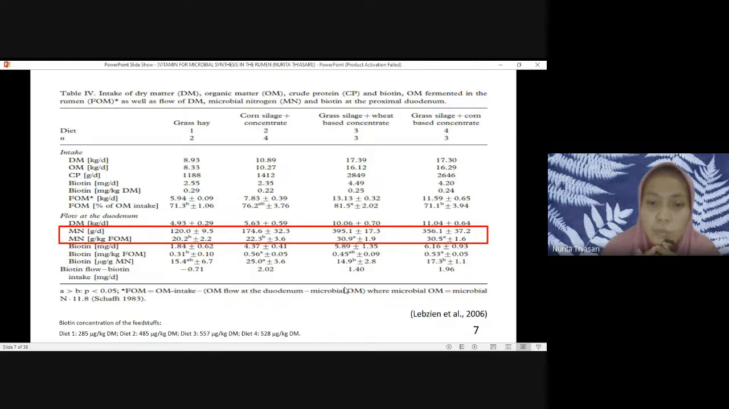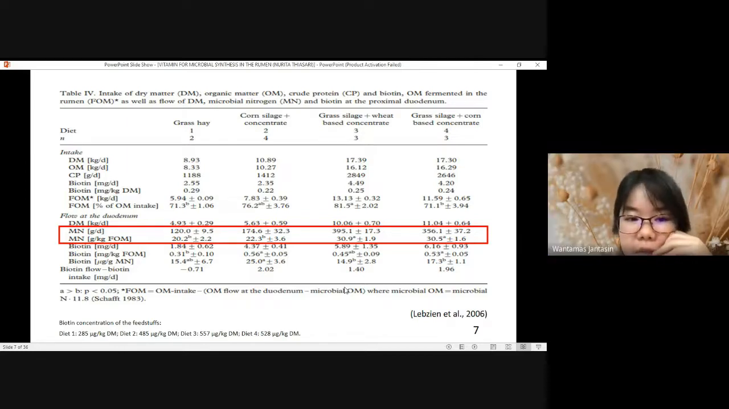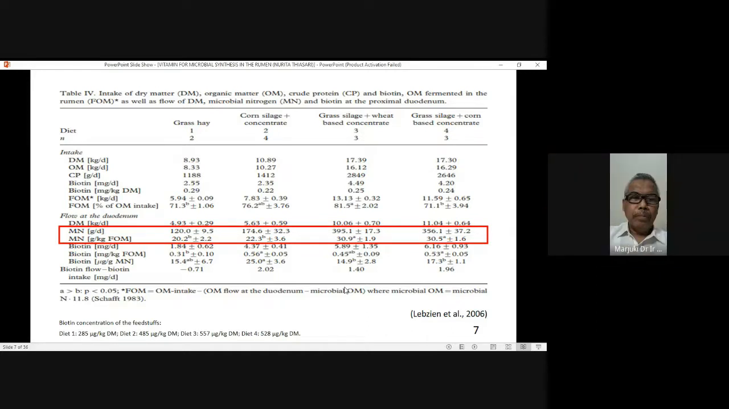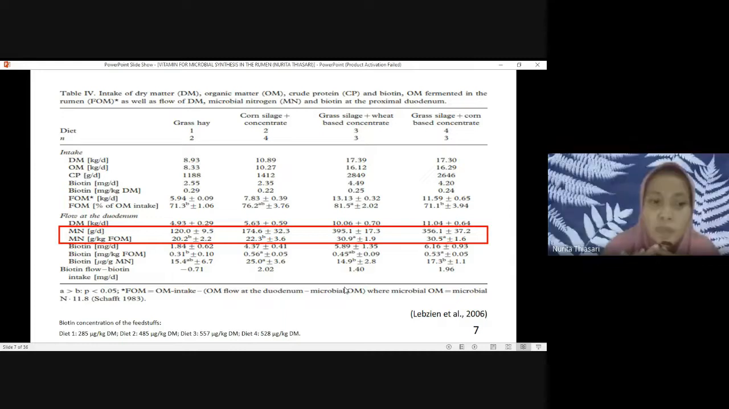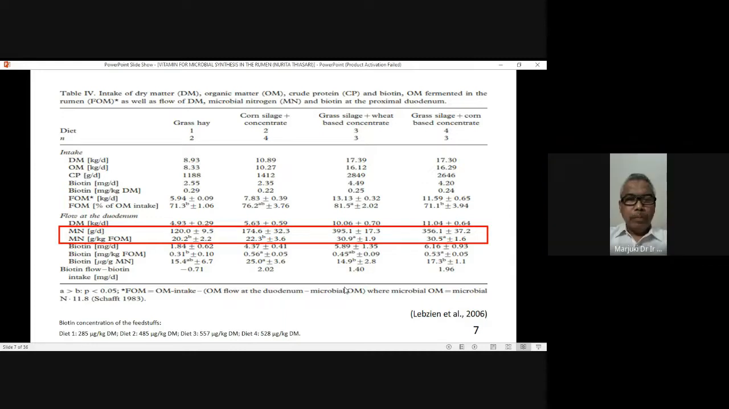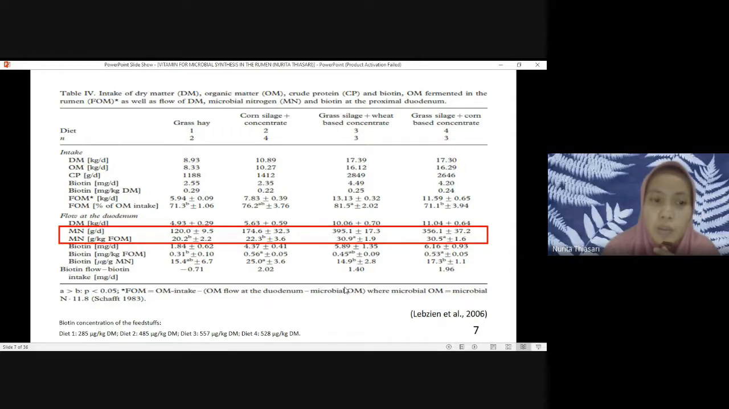Yes. But we think more on this table, they still have biotin, folate, or something like this. So I am just thinking, do they have a relationship between MN and biotin or CP level here? I think I have to check again, maybe I have to find the mechanism between biotin and then the CP and then the microbial nitrogen.